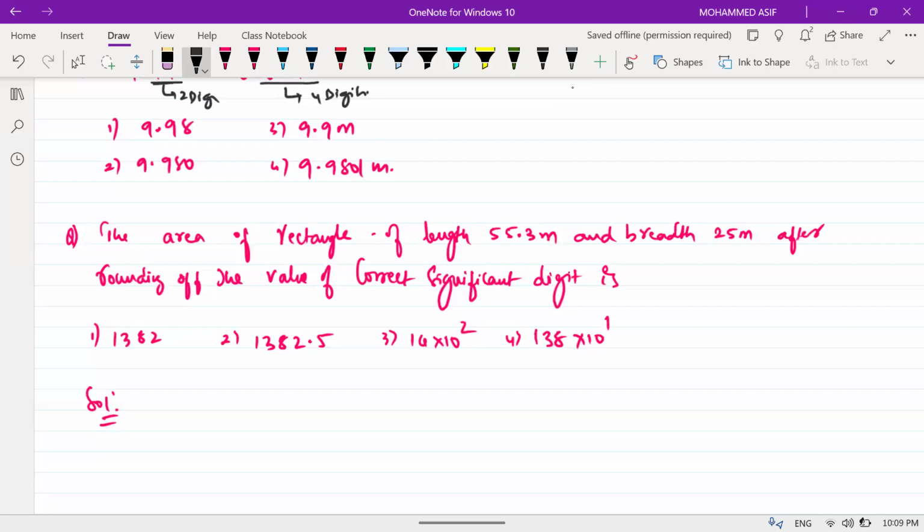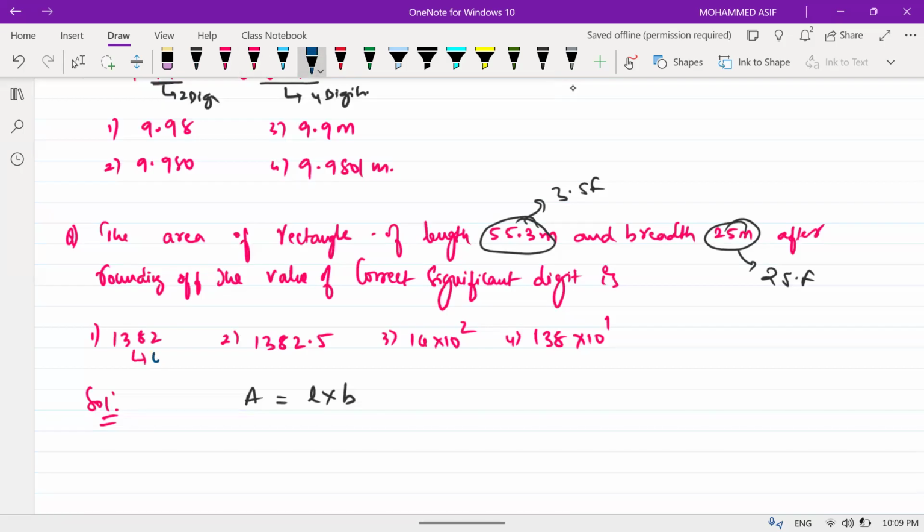Why, beta? Sir, area is equal to length into breadth, multiplication. And you know that in multiplication, the length has 3 significant figures, and the breadth has 2 significant figures. So your answer should be in 2 significant figures. Which option has 2 significant figures? Option 3, sir.